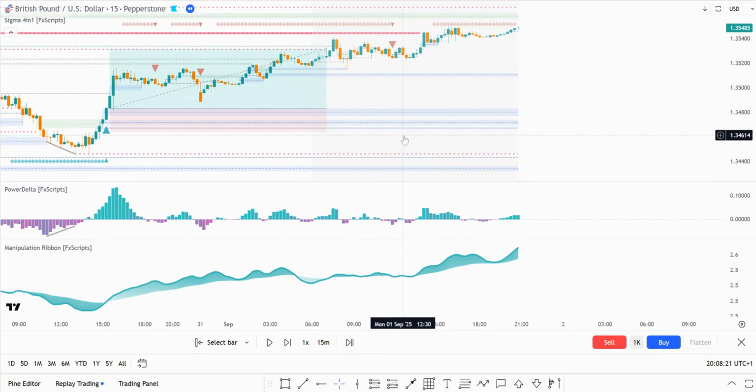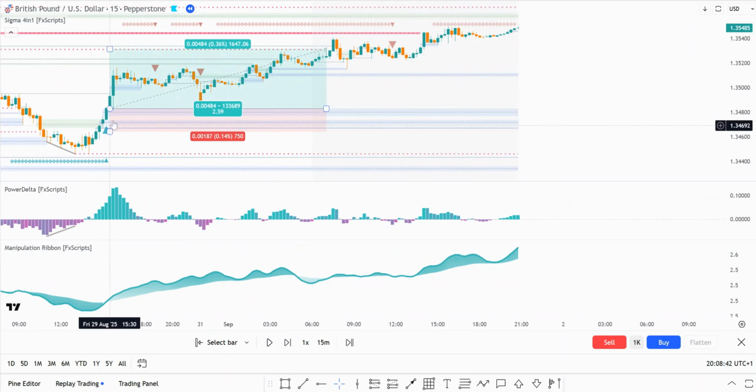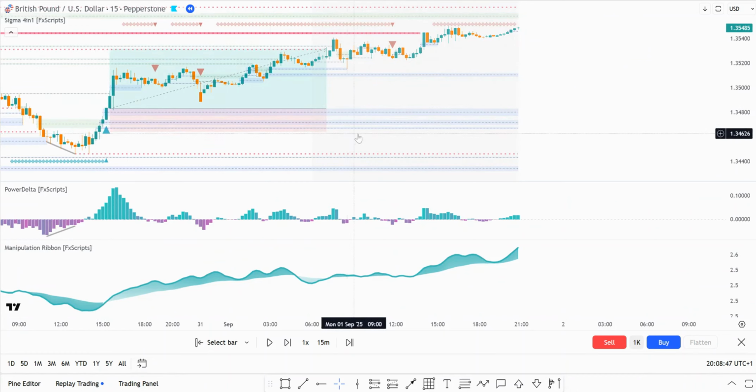So you can see here there's been a divergence with the PowerDelta. There was a sweep of liquidity. This is provided by the Sigma 4-in-1. So liquidity sweep divergence. There's been a reversal print. So these dots and this arrow, reversal print, which led to actually three fair value gaps forming.